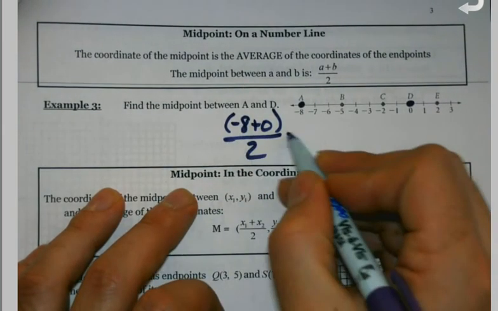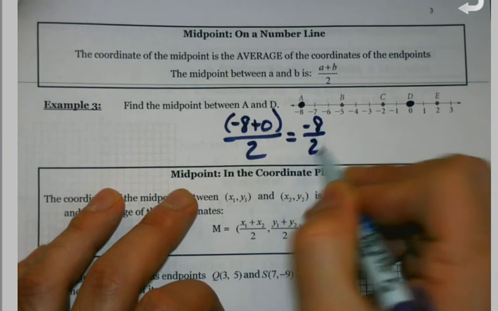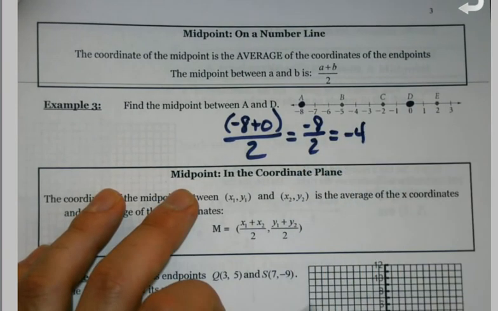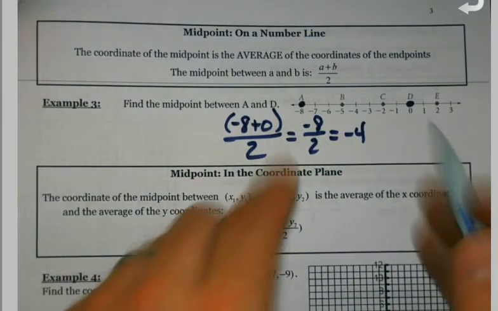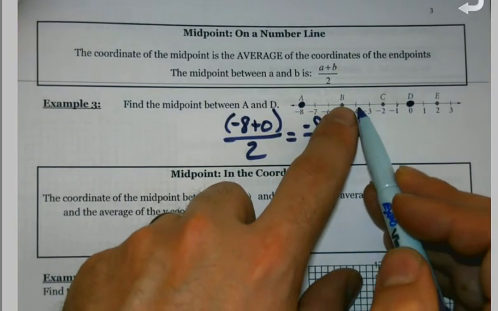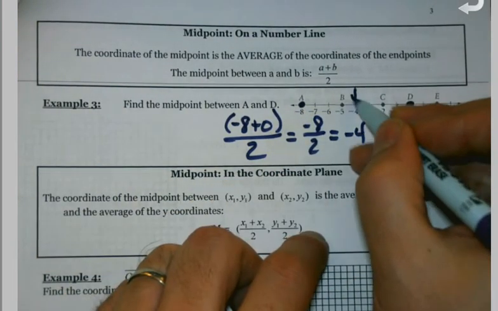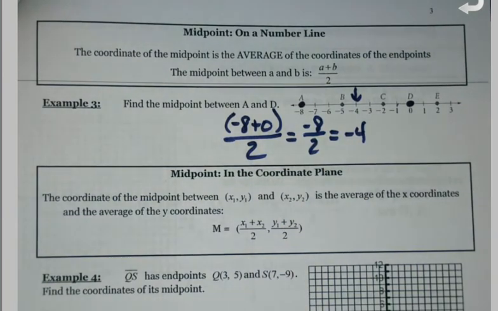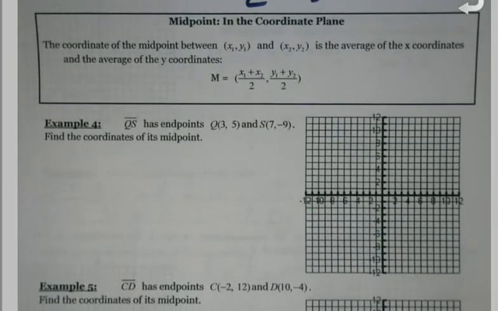So negative 8 plus 0 is negative 8, divided by 2 is negative 4. And to be perfectly honest, if I have a number line, I could just use my fingers until they run together in the middle and find that same value, okay? So if it's on a number line, that's pretty straightforward and easy. But what if it's on a coordinate plane like it is down in the next part? The theory works the same way.